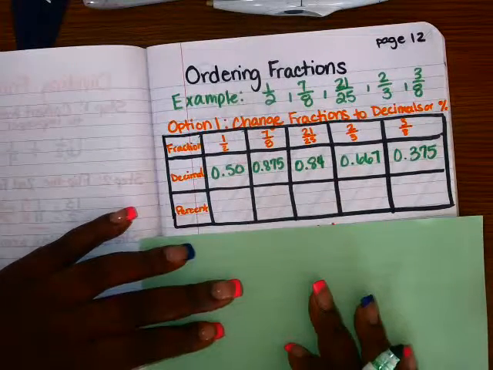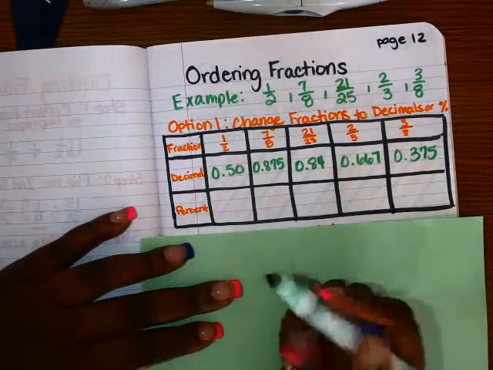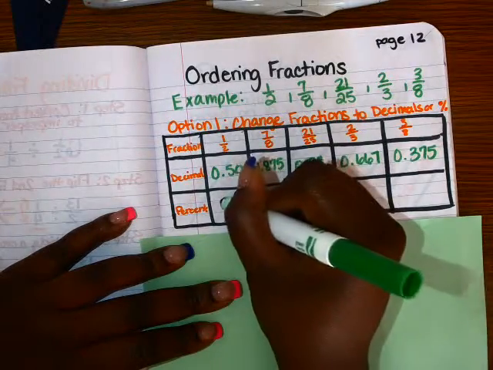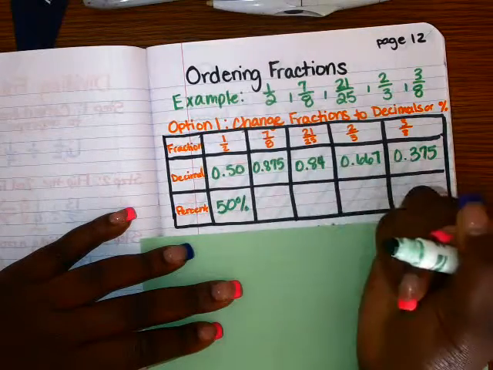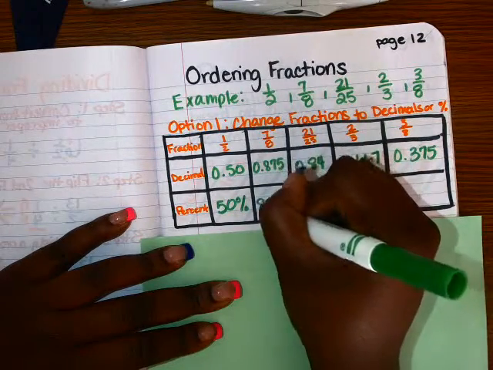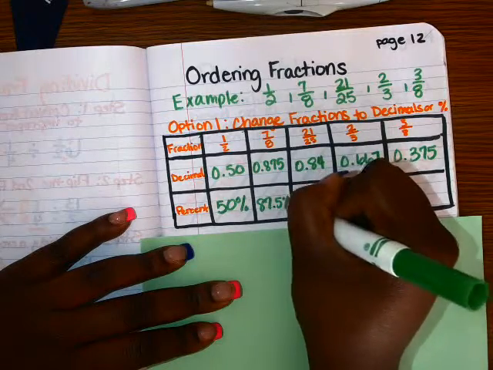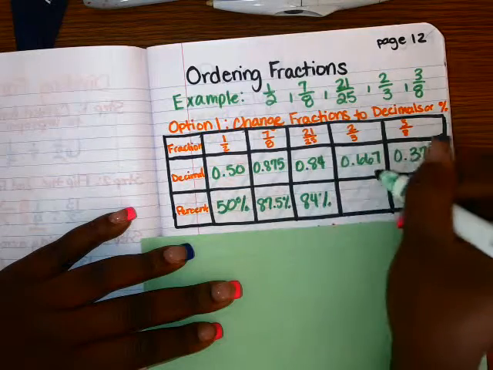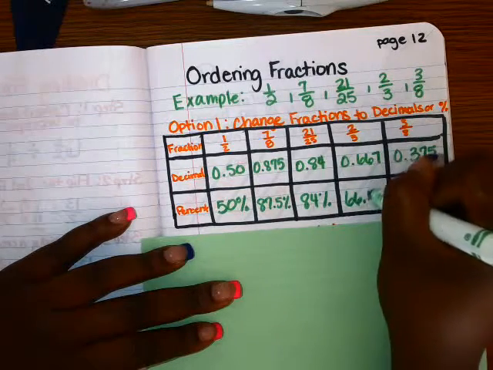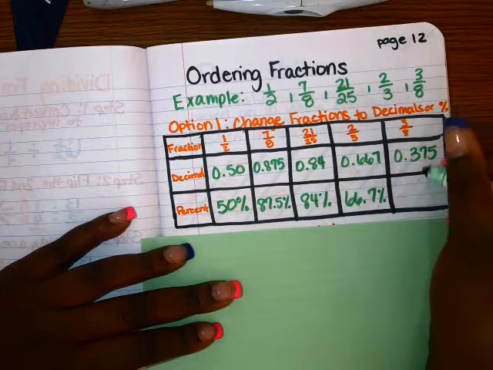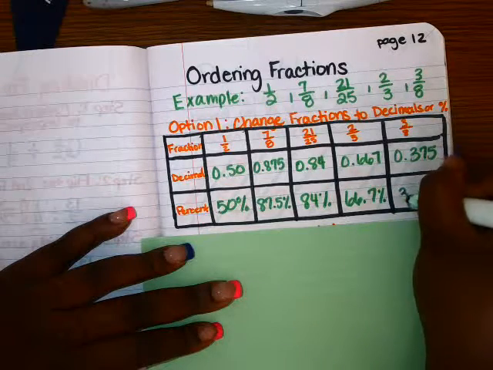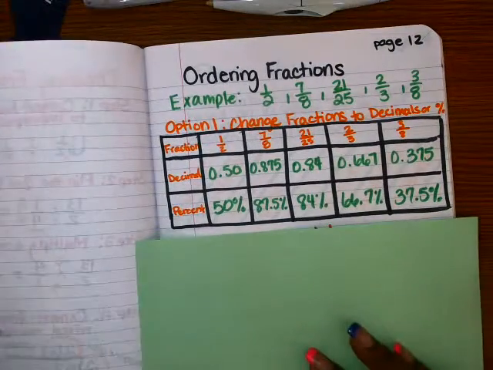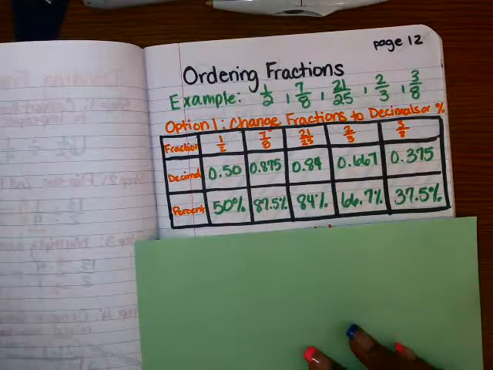Another way we can figure out what's bigger or not is to look at percents. And we know to change a decimal to a percent, you move the decimal over 2 times. So 1/2 is 50%. 7/8 is 87.5%. 21/25 is 84%. 2/3 is 66.7%. And 3/8 is 37.5%. So looking at these numbers, you can definitely tell which one's bigger, which one's smaller.